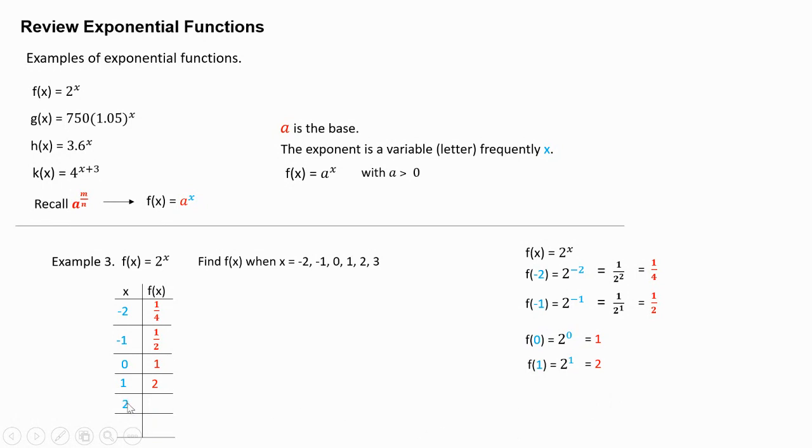Now let's find when x is 2. We're going to solve for, evaluate f of 2. And again, we plug in 2 for the x on the original function. So we get 4 because 2 squared is equal to 4. So when x is 2, f of x or y is 4.